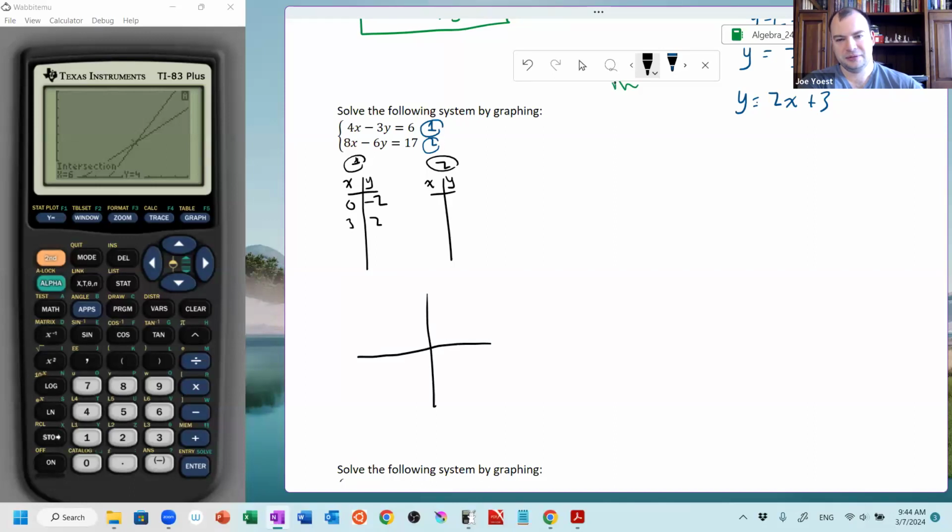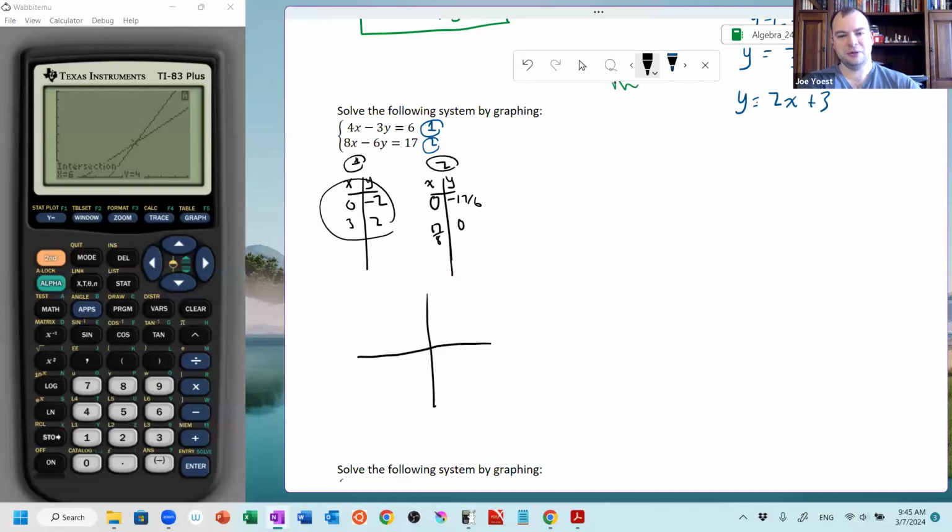And what do we get? If x is 0, let's say, then y is negative 17/6. Not a very nice intercept to deal with. If y is 0, what's x? 17/8. Also not super nice to deal with. So I think for this one, instead of doing it by hand, I'm going to do it on the calculator, right?